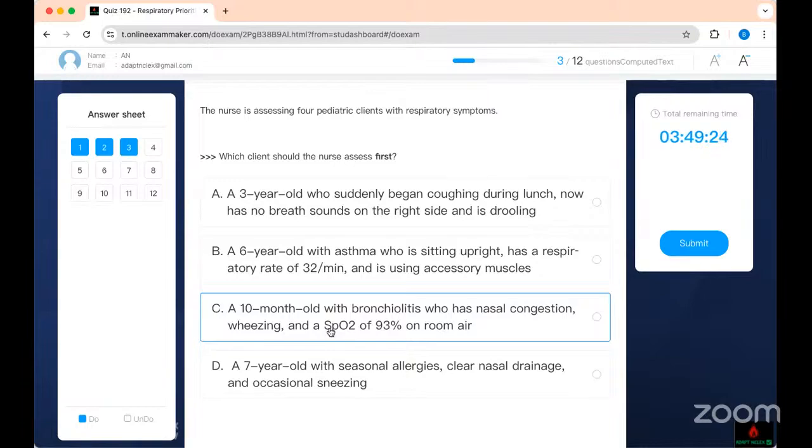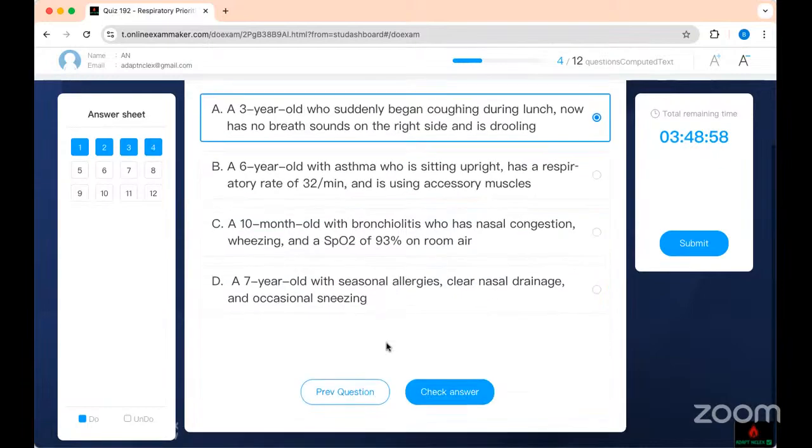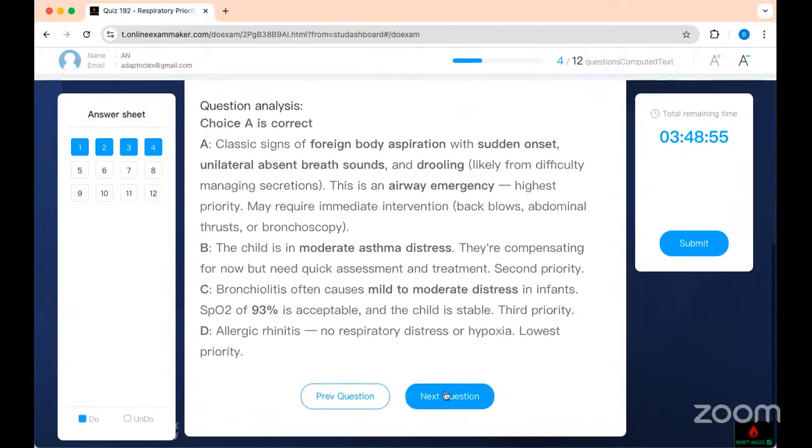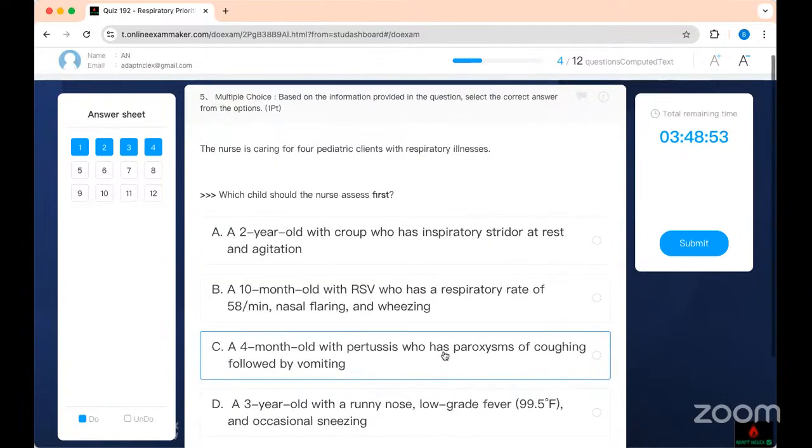A 3-year-old with a sudden onset of cough during lunch, something should buzz in your ear. What is that? Aspiration. He may be choking, is aspirating something in his airway. Now he has no breath sounds and he is drooling. He can't control his secretions. So this guy is aspirating. Food is choking him. Therefore, he's the one you're going to see. This is the way you analyze questions, and then you will be able to handle any NCLEX question.